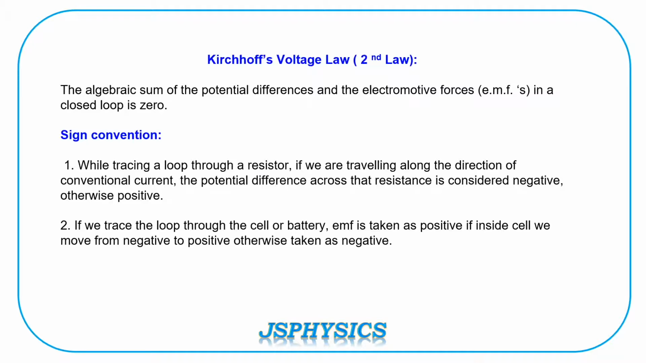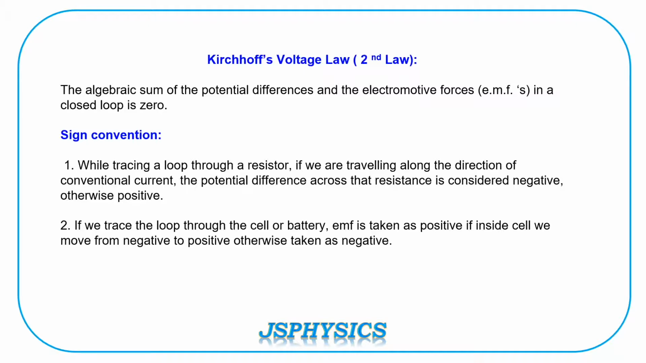If we come across a resistance and the current is in the direction of tracing the loop, then we have to take that voltage, the IR product, as negative. If the current is opposite to our tracing direction, then that product IR will be taken as positive. So that is the first sign convention.